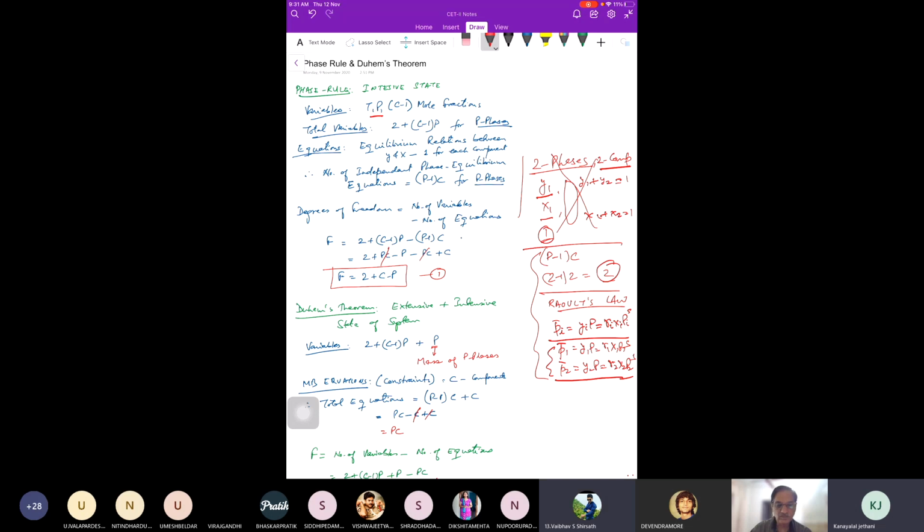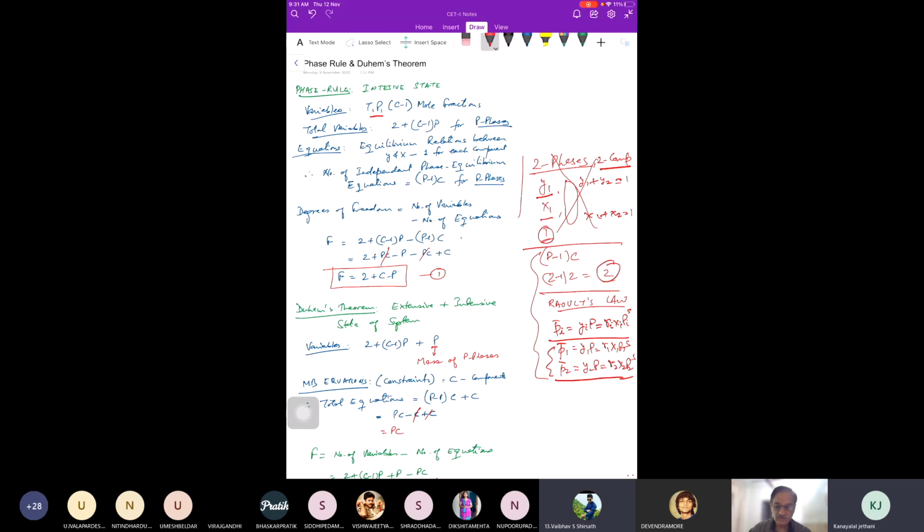Sir, is degree of freedom independent or dependent? Degree of freedom is always independent. That's why it is the minimum number of variables to be specified to define a system.